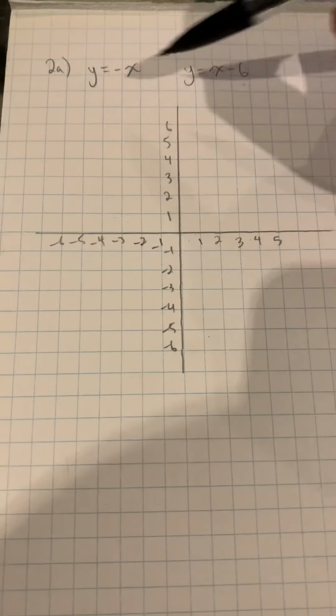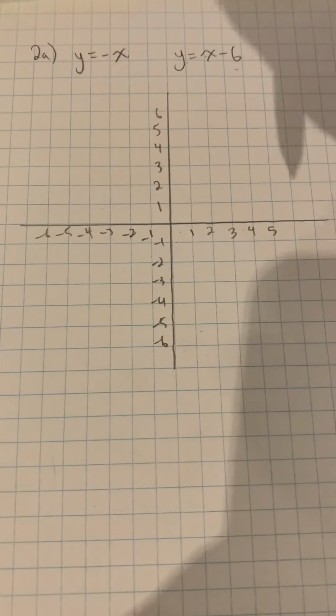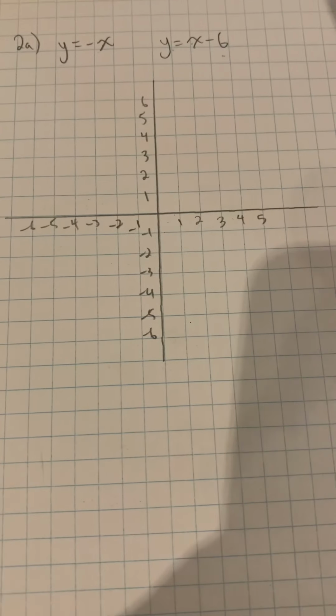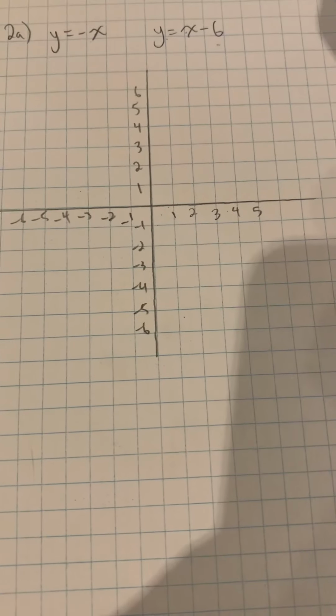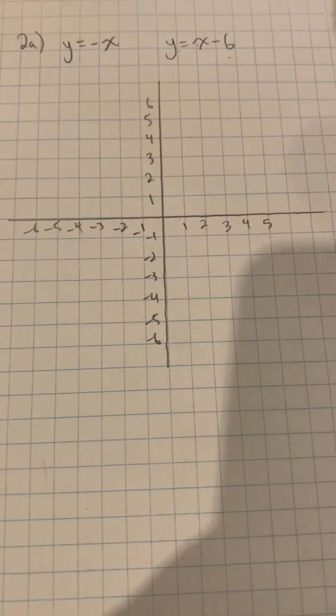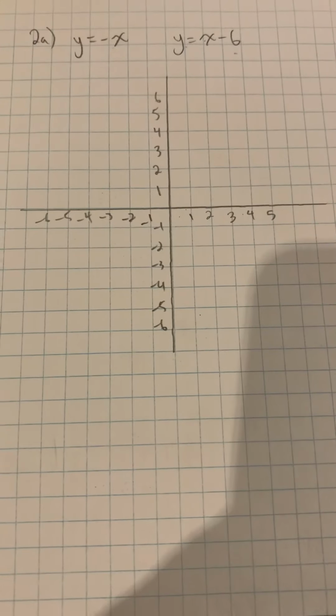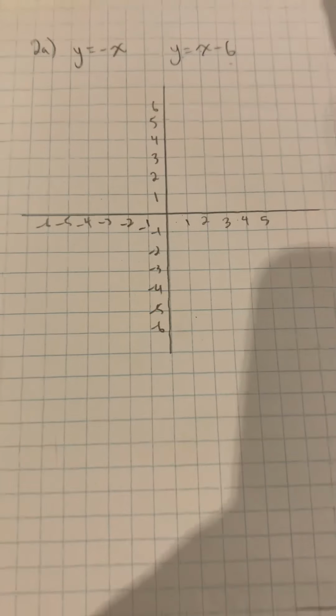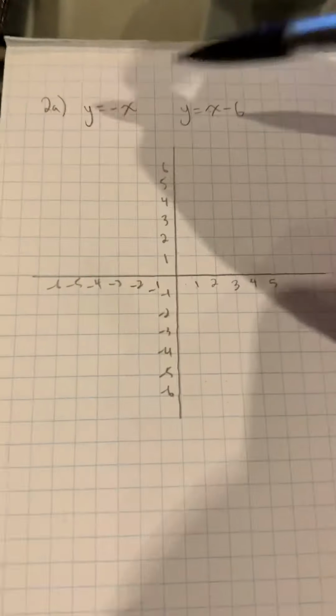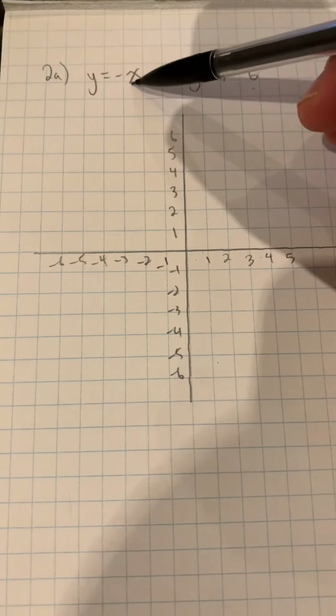So we're going to solve these two by graphing, and where they cross, which is the point of intersection, that is the solution. When you get to grade 10, there will be two other methods that you learn, but for now, it's just graphing. Okay, so the first one is y equals negative x.